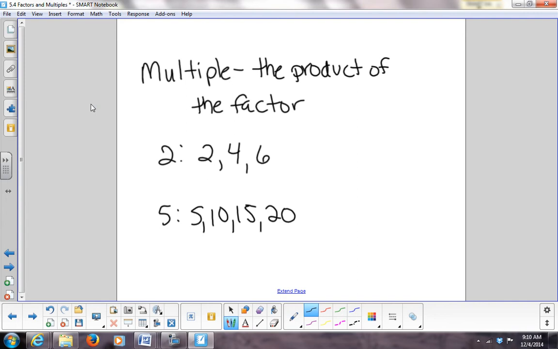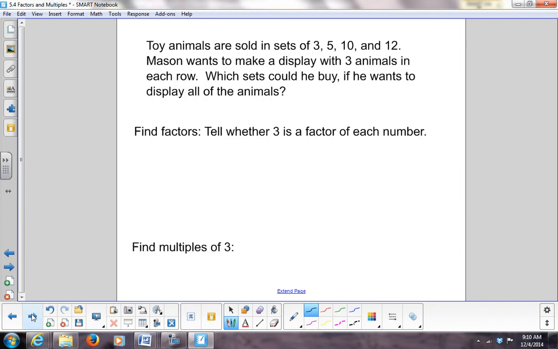Does everybody understand the difference between factors and multiples? Yes. Okay, so what is this one right here? Factor. This is a factor, right? Because 2 times 1 is 2. So these are then multiples. What is this one? Factor. What are these? Multiples. Good.